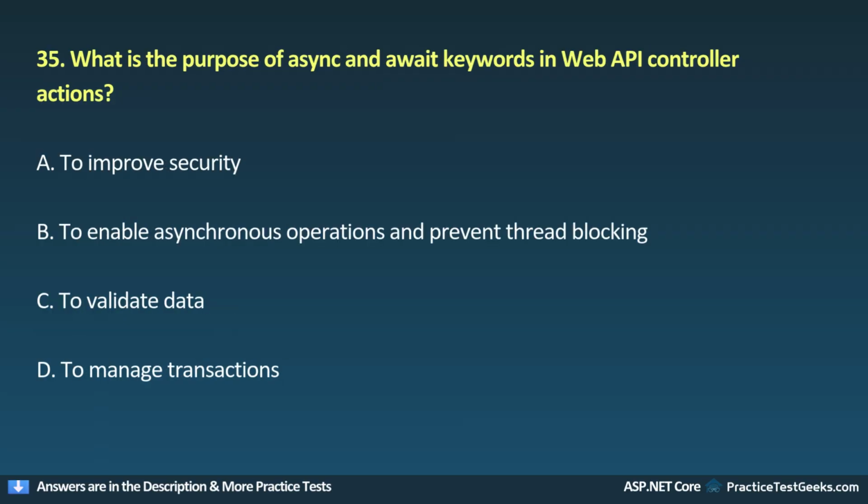35. What is the purpose of async and await keywords in Web API controller actions? A. To improve security. B. To enable asynchronous operations and prevent thread blocking. C. To validate data. D. To manage transactions.